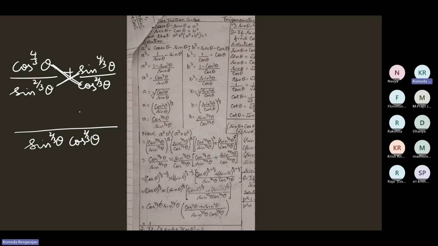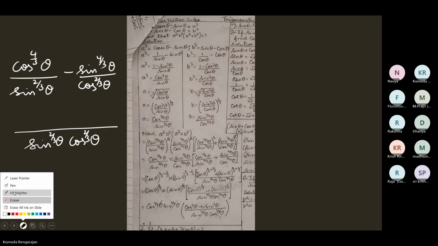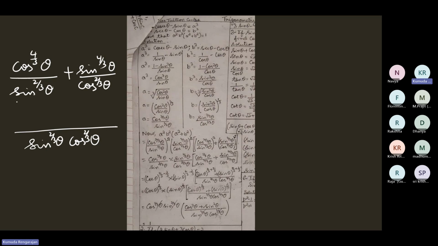See, this is how LCM works. This is the common denominator. We have sine theta to the power 2 by 3, so you need to multiply the numerator with cos theta to the power 2 by 3. And here you need to multiply the numerator with sine theta to the power 2 by 3.